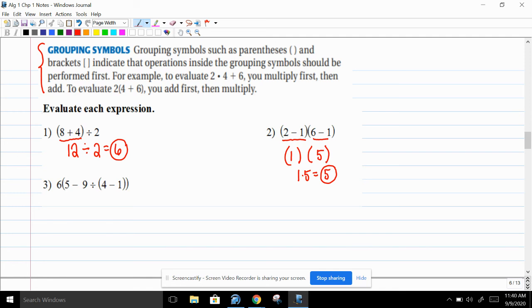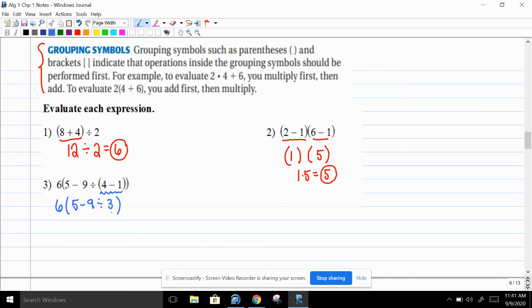Now, it can get confusing when you have 2 sets of parentheses like you have in number 3. When you have 2 sets of parentheses like you have in number 3, you start on the inside and you work your way out. So in number 3, we're going to start with that set of parentheses and work out. So 5 minus 9 divided by 4 minus 1 gives me a 3.